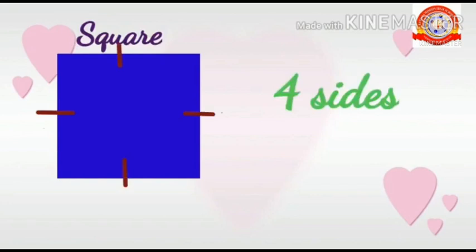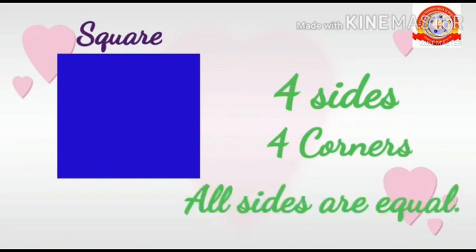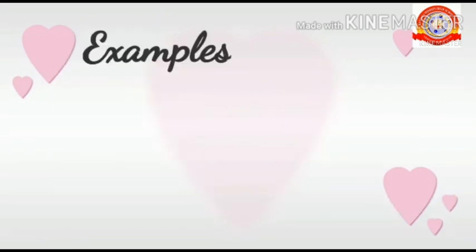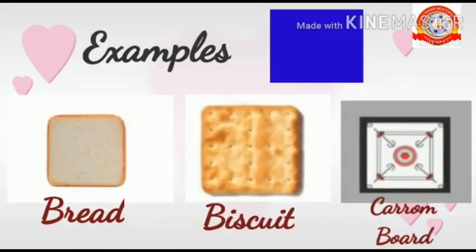See children, which shape is this? Yes, this is a square. How many sides and corners does it have? Yes, a square has 4 sides and 4 corners. And also, all its sides are equal. Examples of objects in square shape are bread, biscuit, carom board, etc.